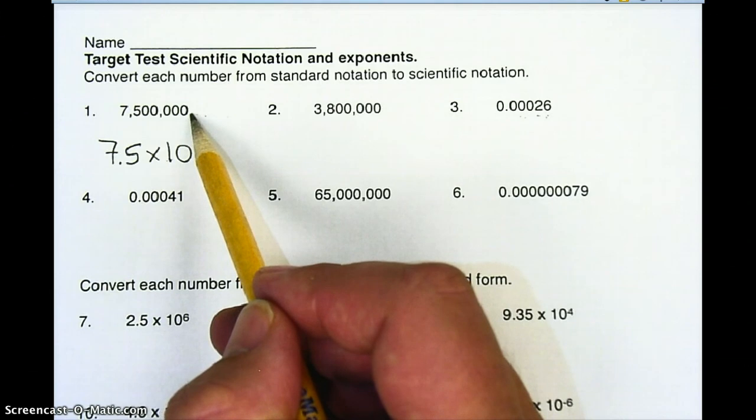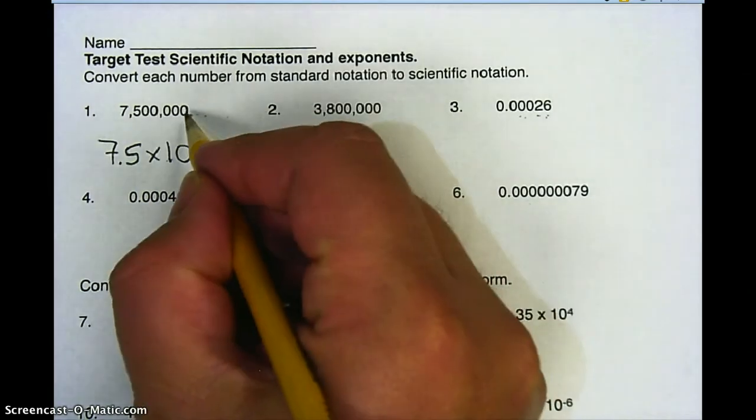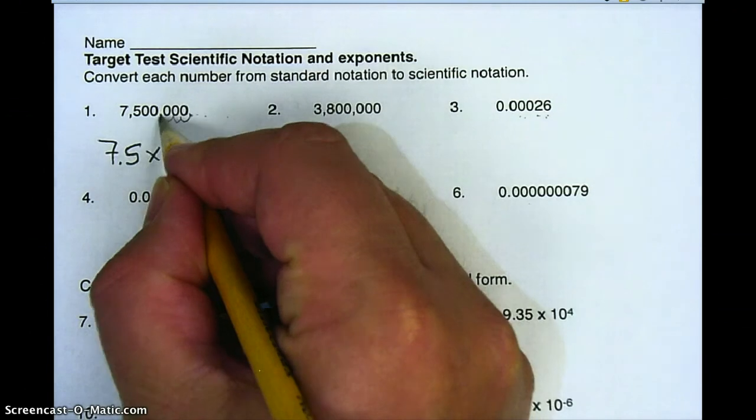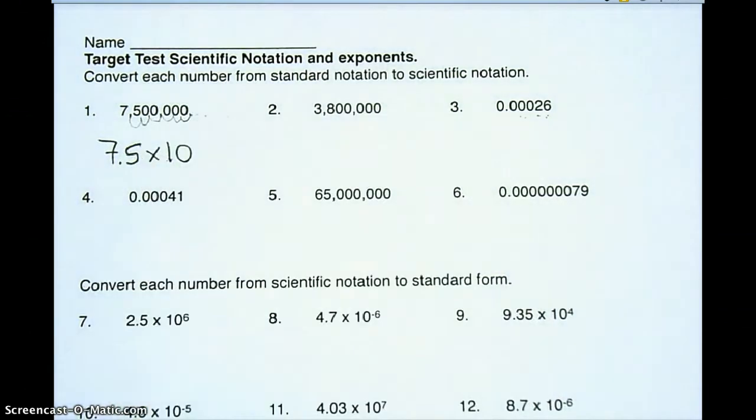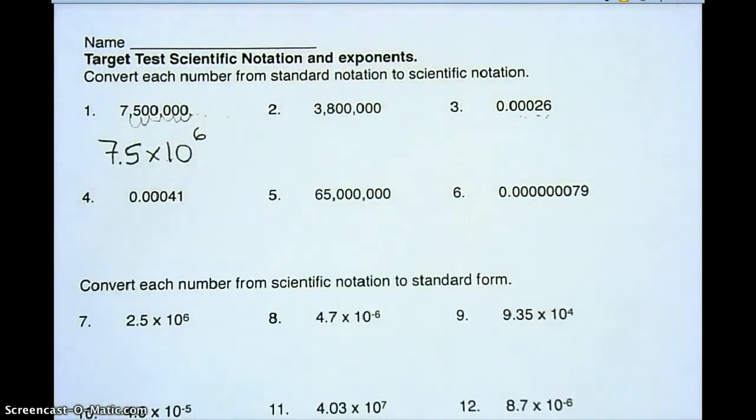I have to count how many places my decimal point has to move to get between the 7 and 5. It's important that you realize it's not the number of zeros, but it's how far the decimal point has to move. In this case, it moves 1, 2, 3, 4, 5, 6 places. So in scientific notation, 7,500,000 is 7.5 times 10 to the 6th power. It's to the 6th power because the decimal point moves 6 places.